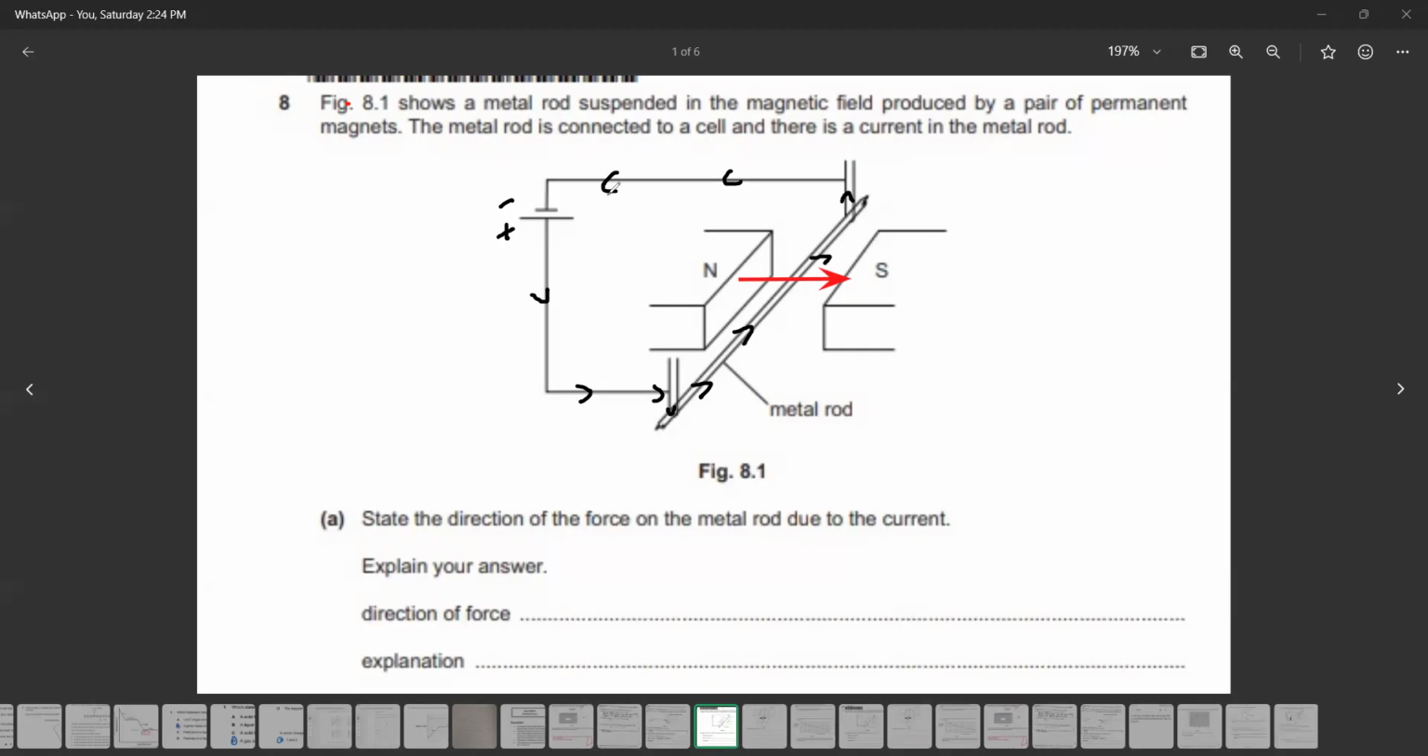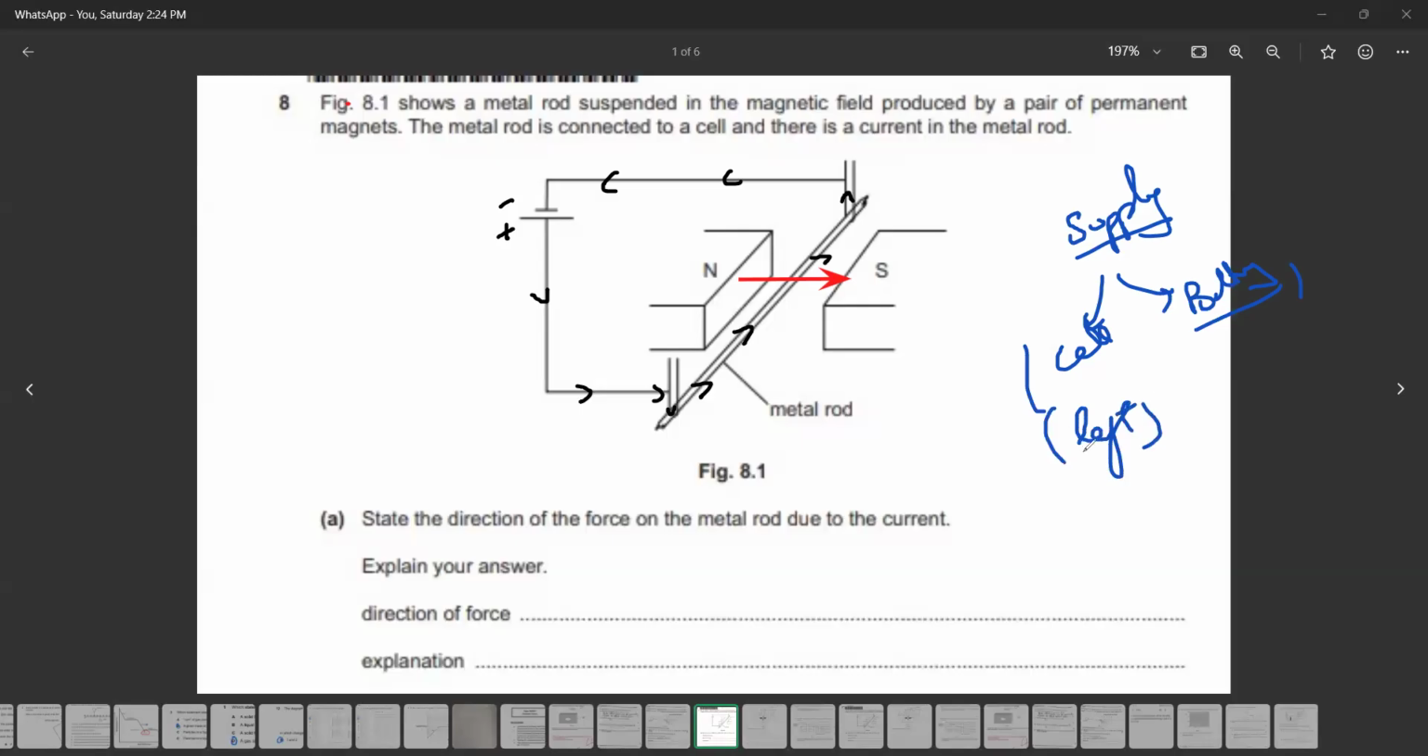How will you know, because that is a main confusion among the students, whether we have to use a left hand or a right hand. Whenever you see any supply in a question, like a cell, a battery, or a power supply, in that case you will use your left hand, the Fleming's left hand rule.